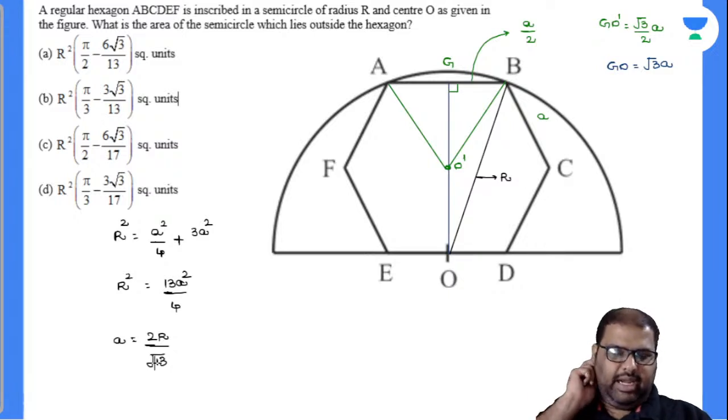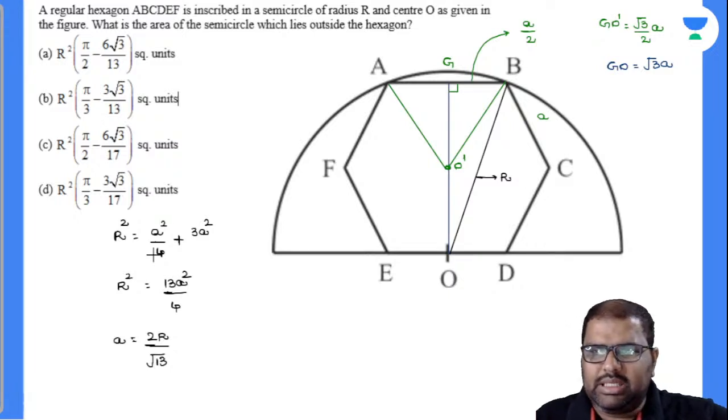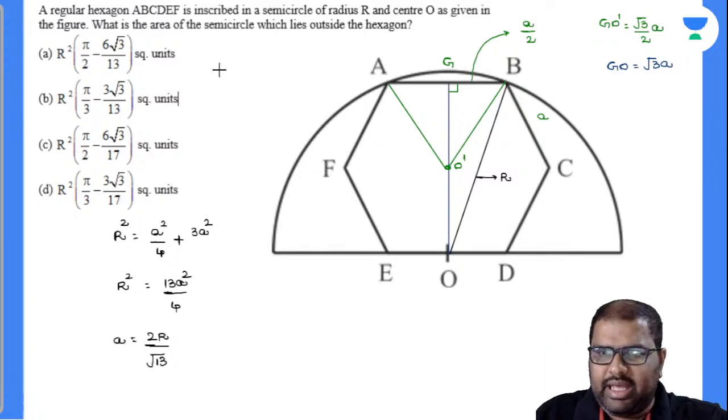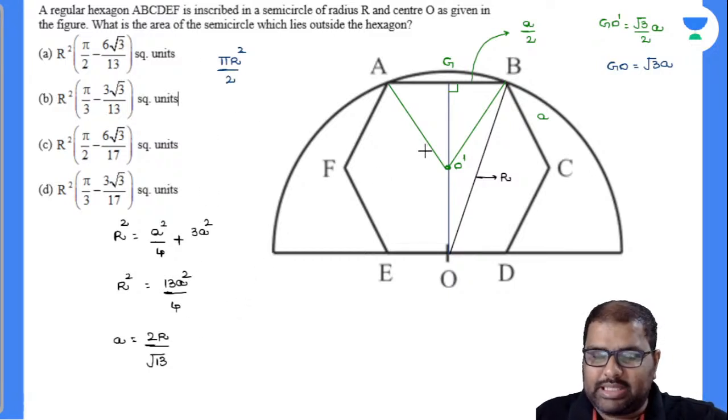Finally, what is the thing that I have to do? What is the area of the semicircle which lies outside the hexagon? Now I will find the area of the hexagon. Area of the semicircle is pi r square by 2. Am I right or wrong? From this pi r square by 2, I have to subtract my hexagon area. Hexagon area is 6 into root 3 by 4 a square, the area of 6 equilateral triangles.